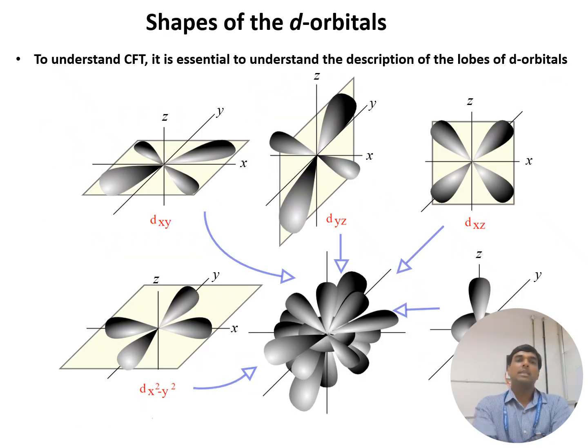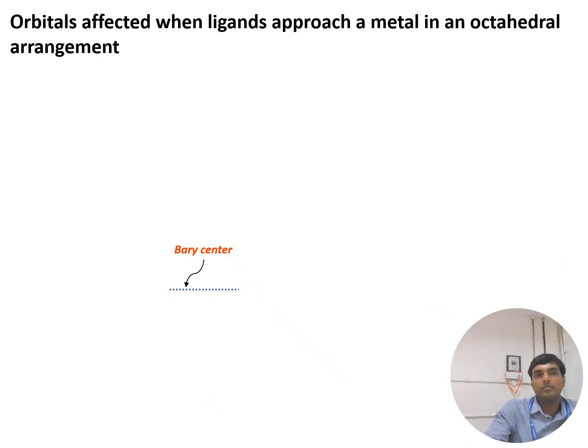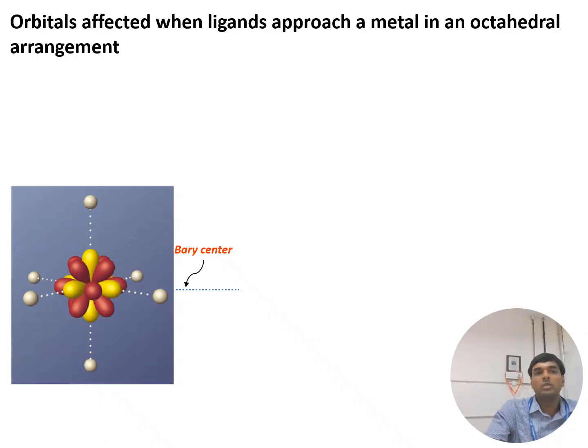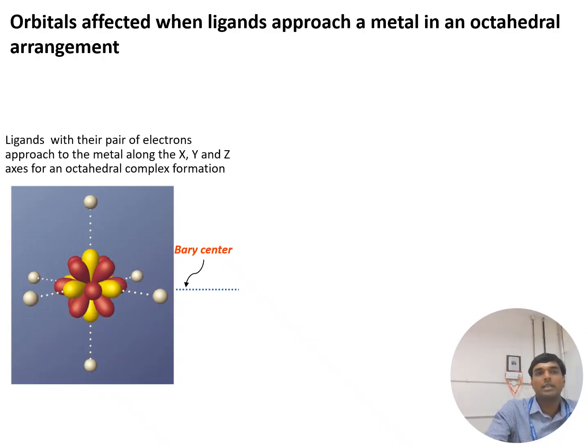And you can see there are 5 d orbitals: dxy in between the axis, dyz in between the axis, dxz in between the axis, whereas dx square minus y square is along the x and y axis and dz square is along the z axis. Now, this is the common case for how we can explain an octahedral complex.